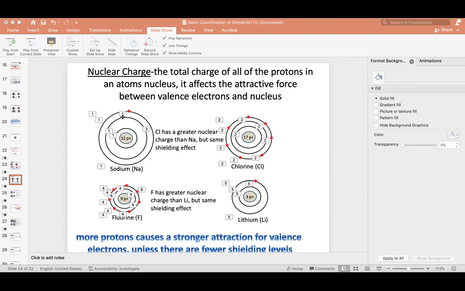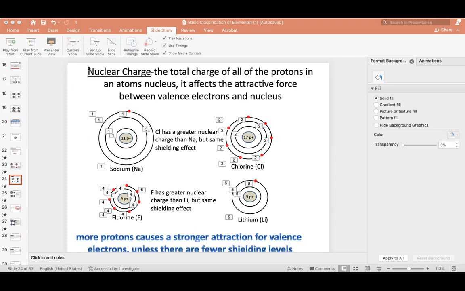So the one that has the least amount of nuclear charge would be lithium. Lithium has less attractive force in its nucleus, right? Carbon would then be next. Oxygen would be next. Neon would be our last. So the nuclear charge has something to do with attractive force. The more nuclear charge, the more attractive the force is for valence electrons.